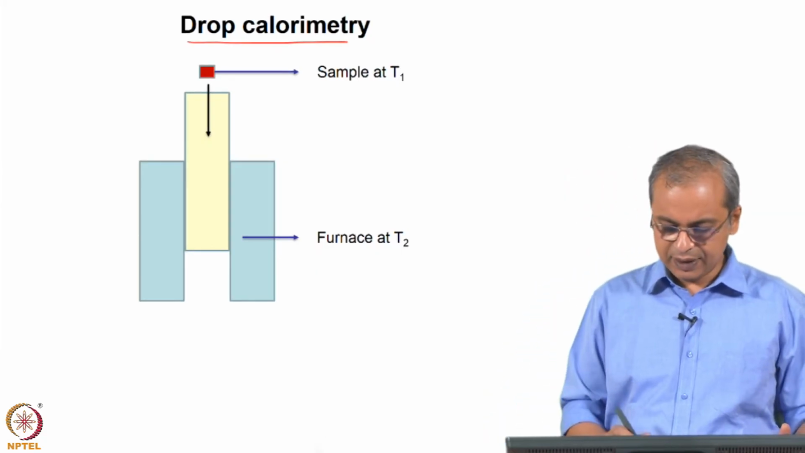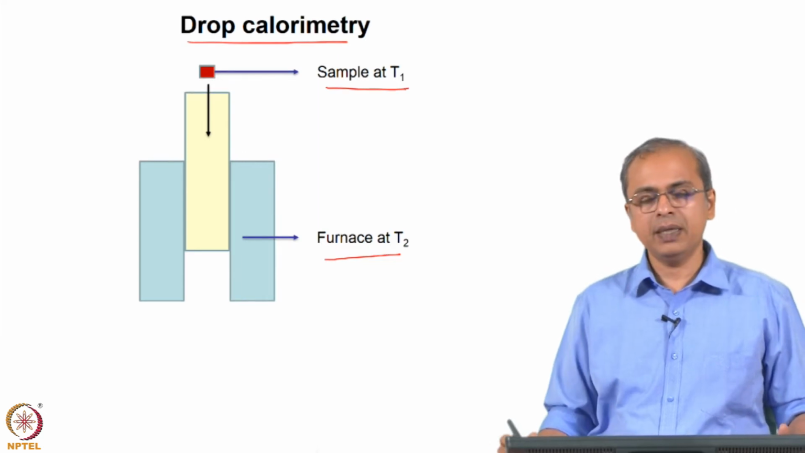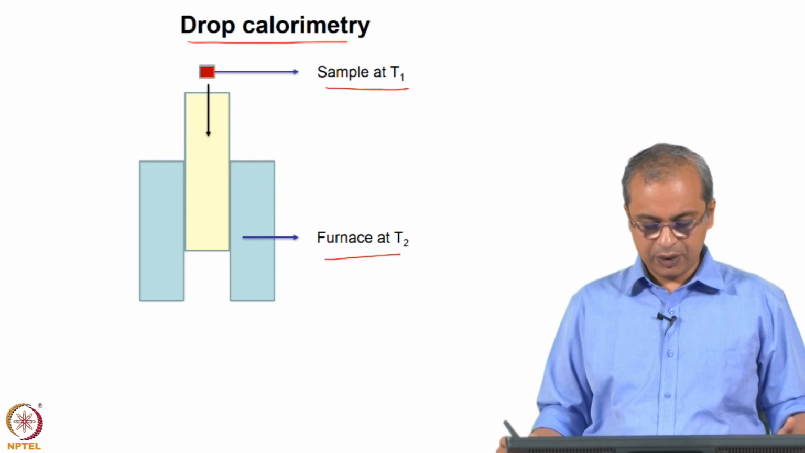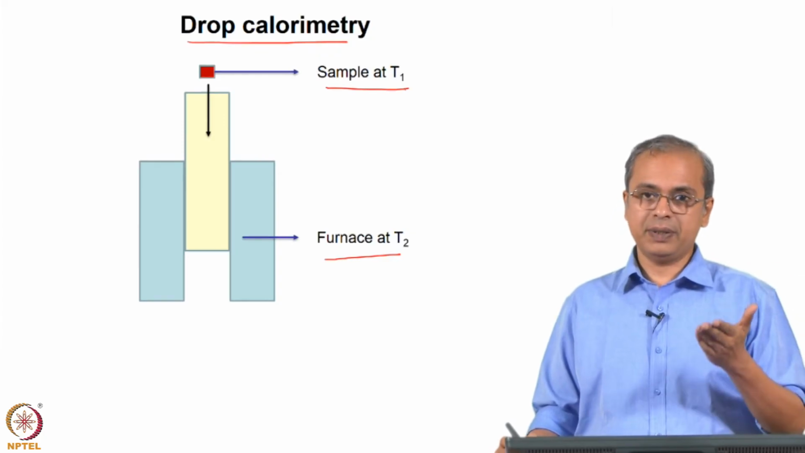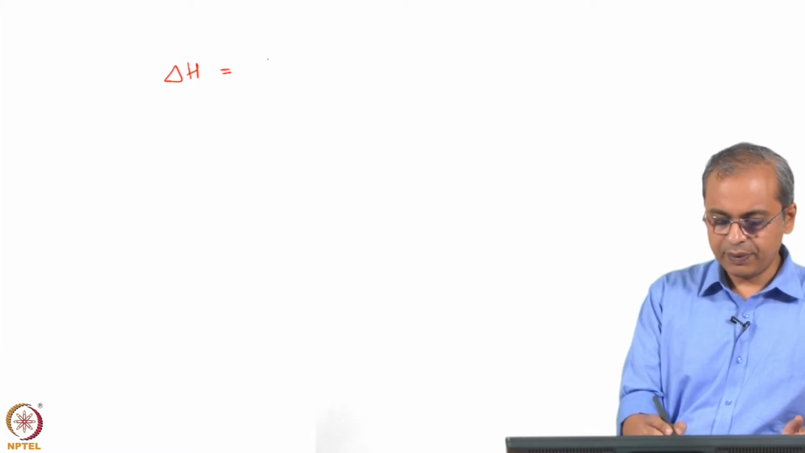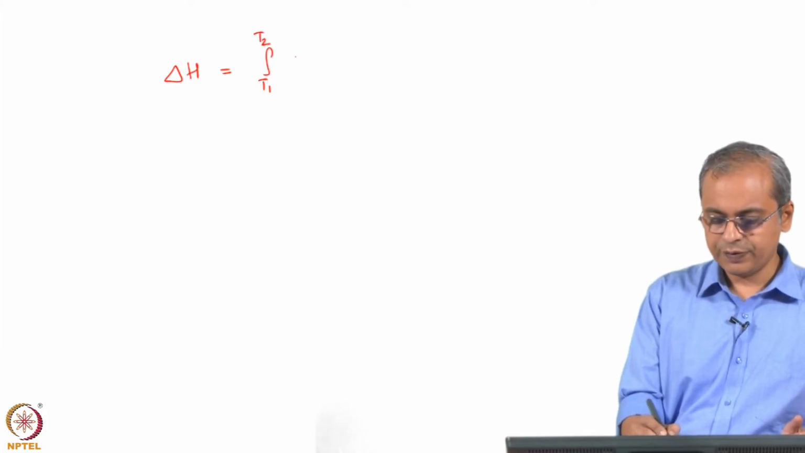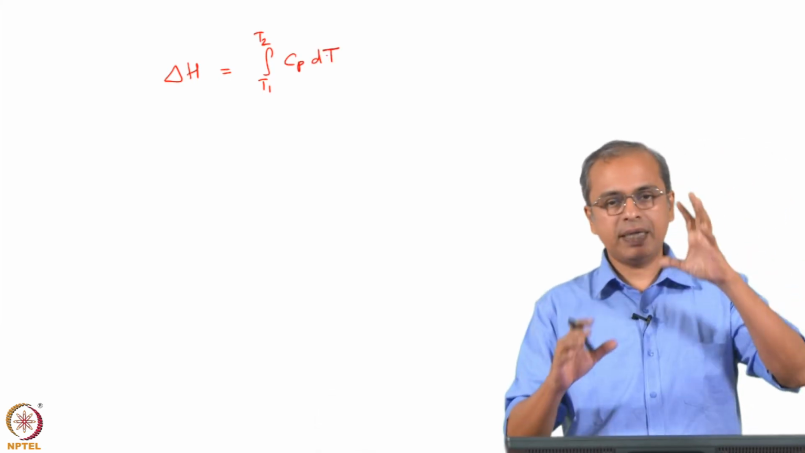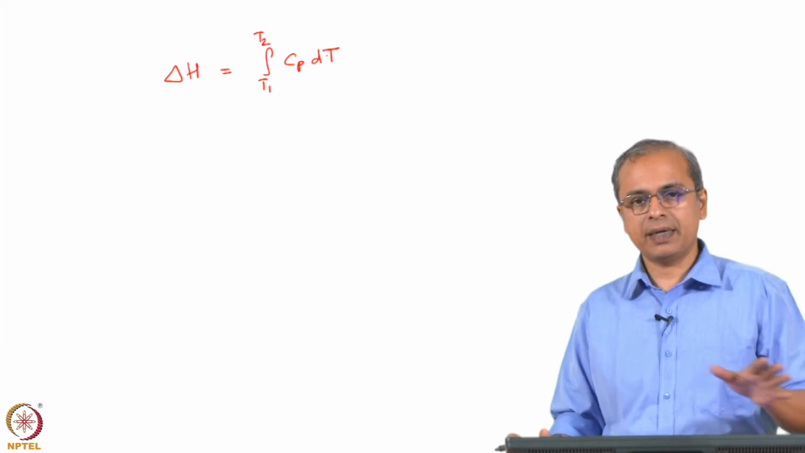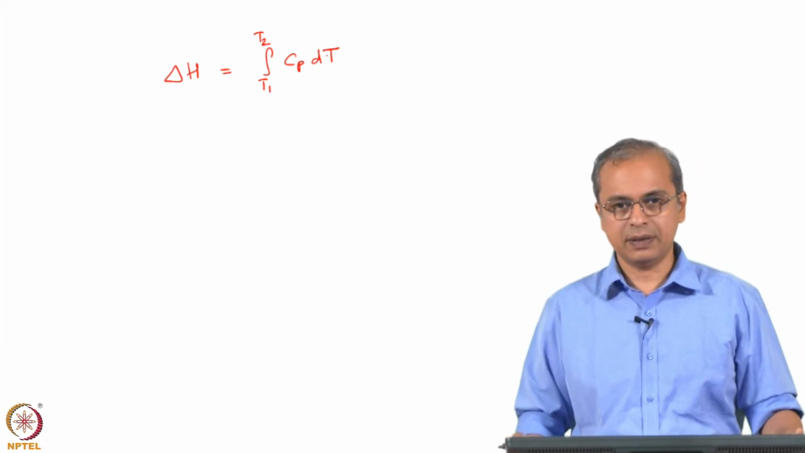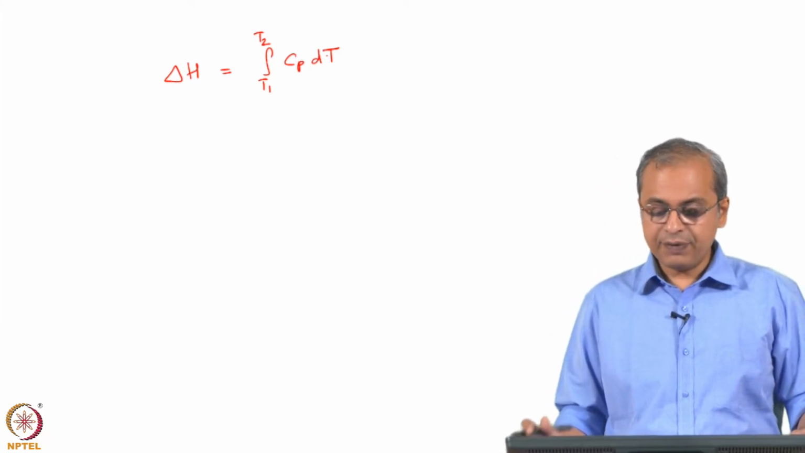Again, principle wise it is the same, but operationally there are some differences. You simply have a furnace at temperature T2 and a sample sitting at temperature T1, and then you drop the sample from T1 into this furnace at T2, and then you look at what is the heat involved in the process of this sample reaching temperature T2. So, assuming that there is no phase transformation when it goes from T1 to T2, then delta H is simply equal to the integral from T1 to T2 of Cp dT. Here we will also assume that we are working with 1 mole of the system, so if it is molar specific heat, then we do not have to make any other adjustments to it. So, this is the way we would do it if there is no phase transformation.